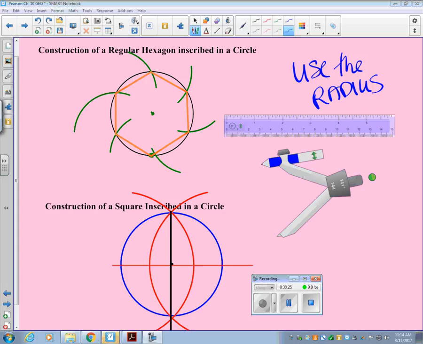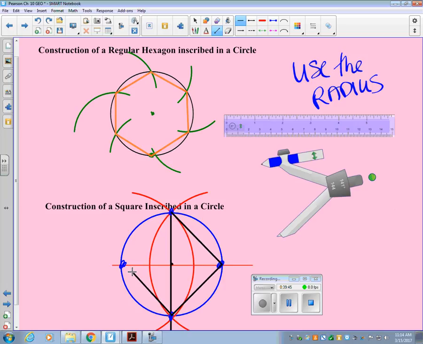All right, so put a dot at the top, bottom, left, and right. Actually, kind of like north, east, west, and south. And then use your straight edge to make a straight line. And then there's your square inside your circle.